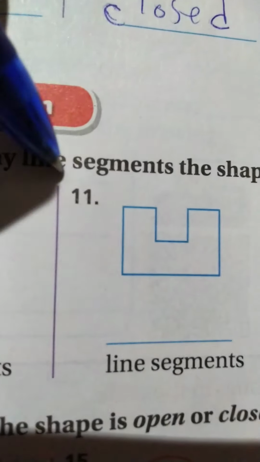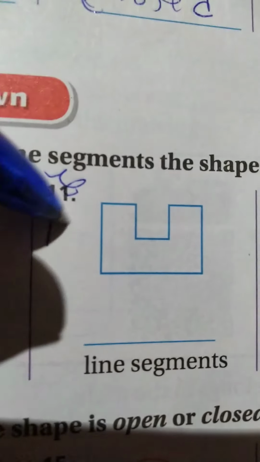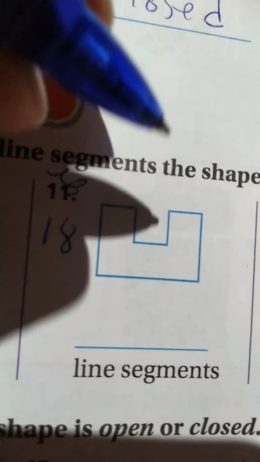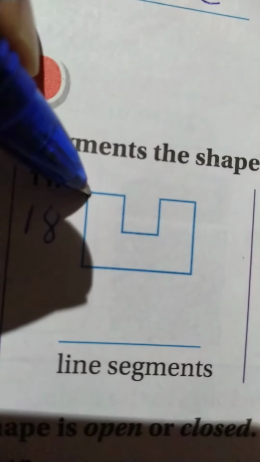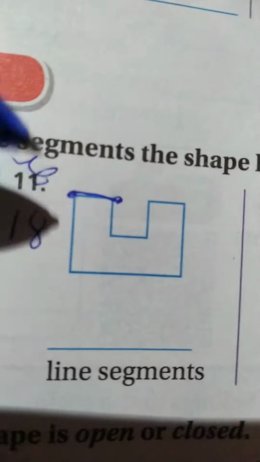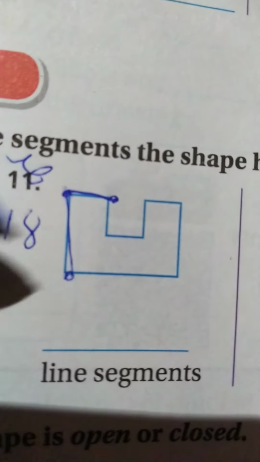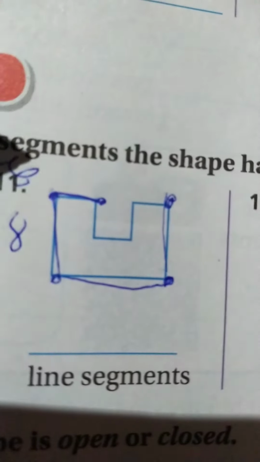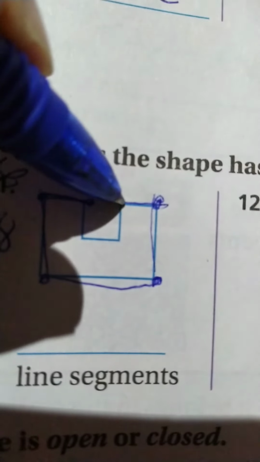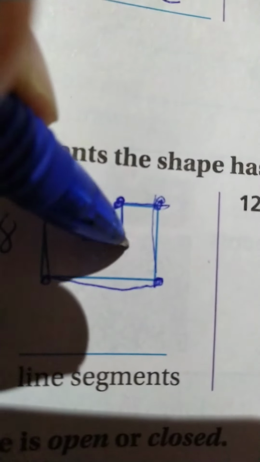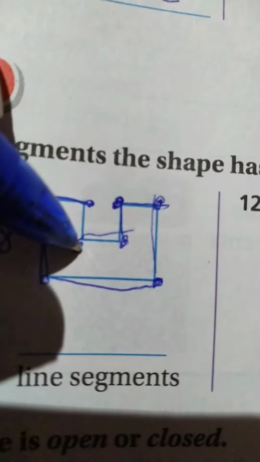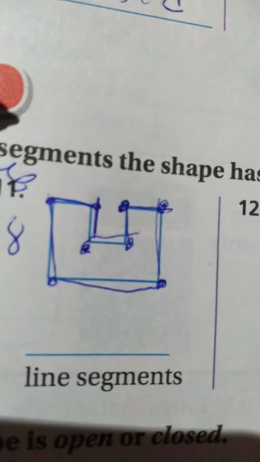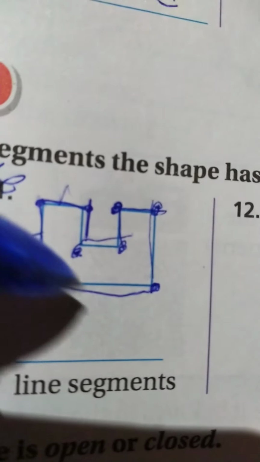This is 18. Oh, man, look at this. You might want to pause the video here to count this up. All right, you ready? 1, 2, 3, 4, 5, 6, 7, 8. I got 8. 1, 2, 3, 4, 5, 6, 7, 8. Did you guys get 8 line segments?